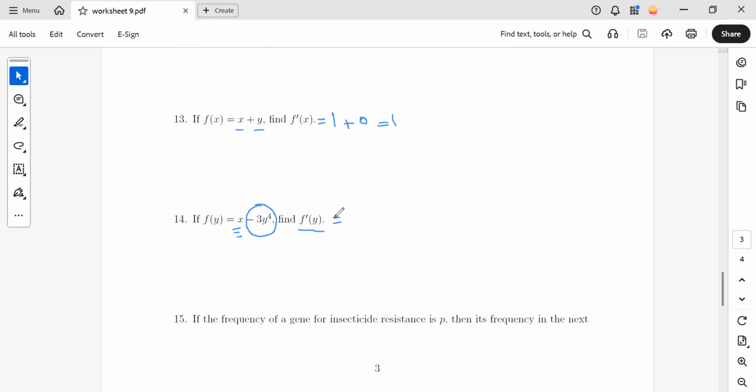So f prime of y will be the derivative of the first part, which is the derivative of x, and x is not a variable. It will be 0. Minus negative 3y to the fourth, when y is the variable, has the derivative of negative 12y cubed. So this is the answer.